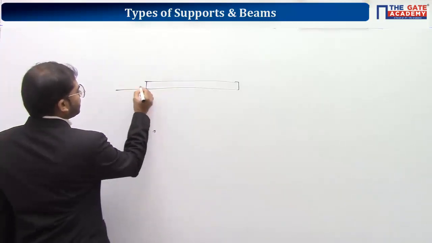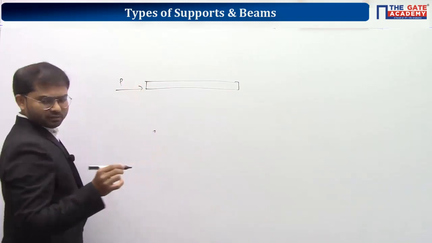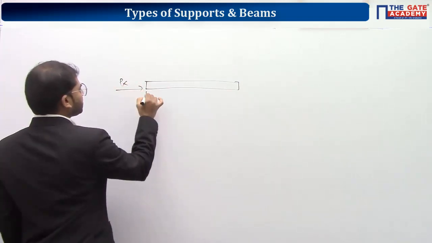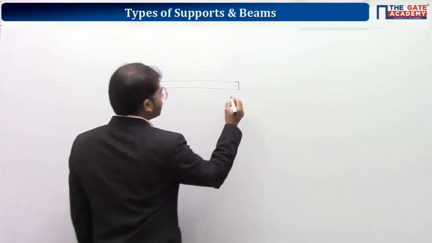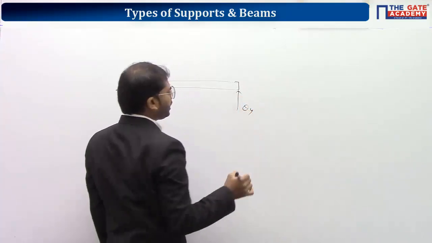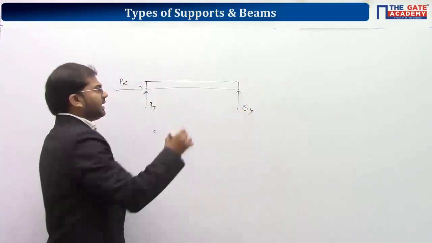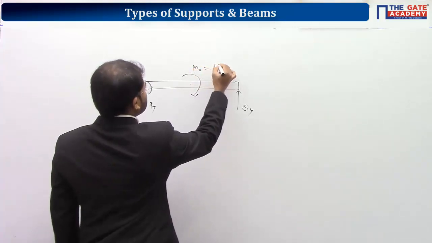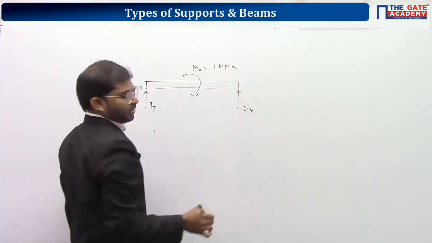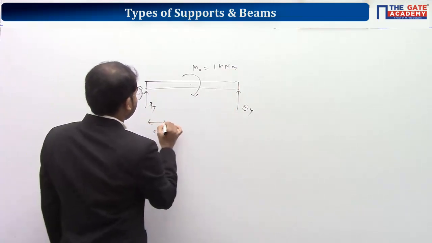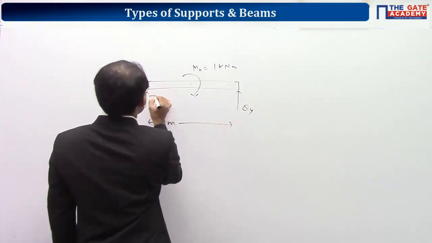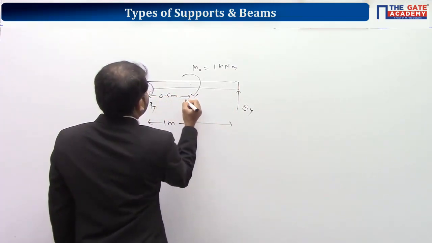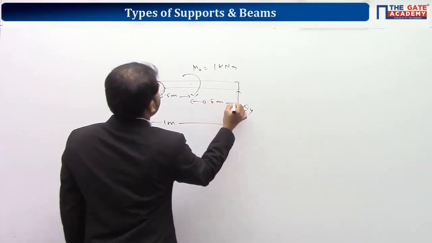So here at P there is a hinge. So we'll have reaction force Px, reaction force Py, and here we'll have only Qy because it's a roller support. And at the center there is a moment, I'm taking it as M naught, that is 1 kilonewton meter. The total length is given as 1 meter, and this is given as 0.5 and this is given as 0.5 meter.